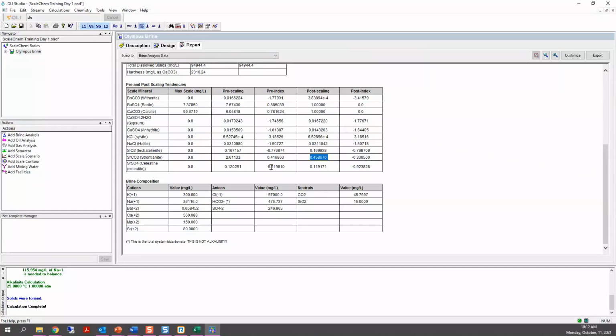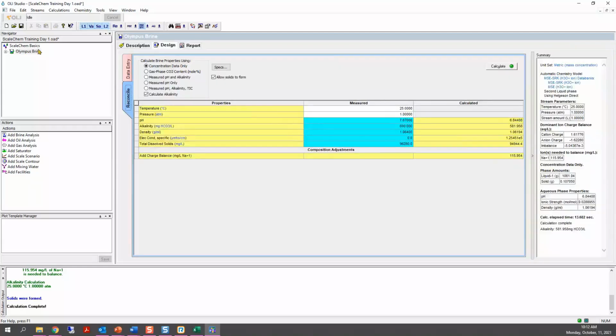For my calculations, I will leave everything. I will not precipitate the solids. I want to account for all the ions in solution to quantify the risk for scaling. So that's the reason why every time that you add brine analysis, you will always notice that the solid phase is off, because we want to keep all of those solids in solution so that we can keep them all in the calculations to quantify the risk of scaling.